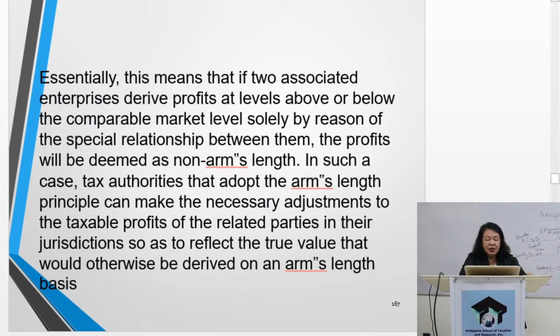No? So, in such a case, tax authorities that adopt the arm's length principle can make the necessary adjustments to the taxable profits of the related parties in their jurisdiction so as to reflect the true value that would otherwise be derived on an arm's length basis.